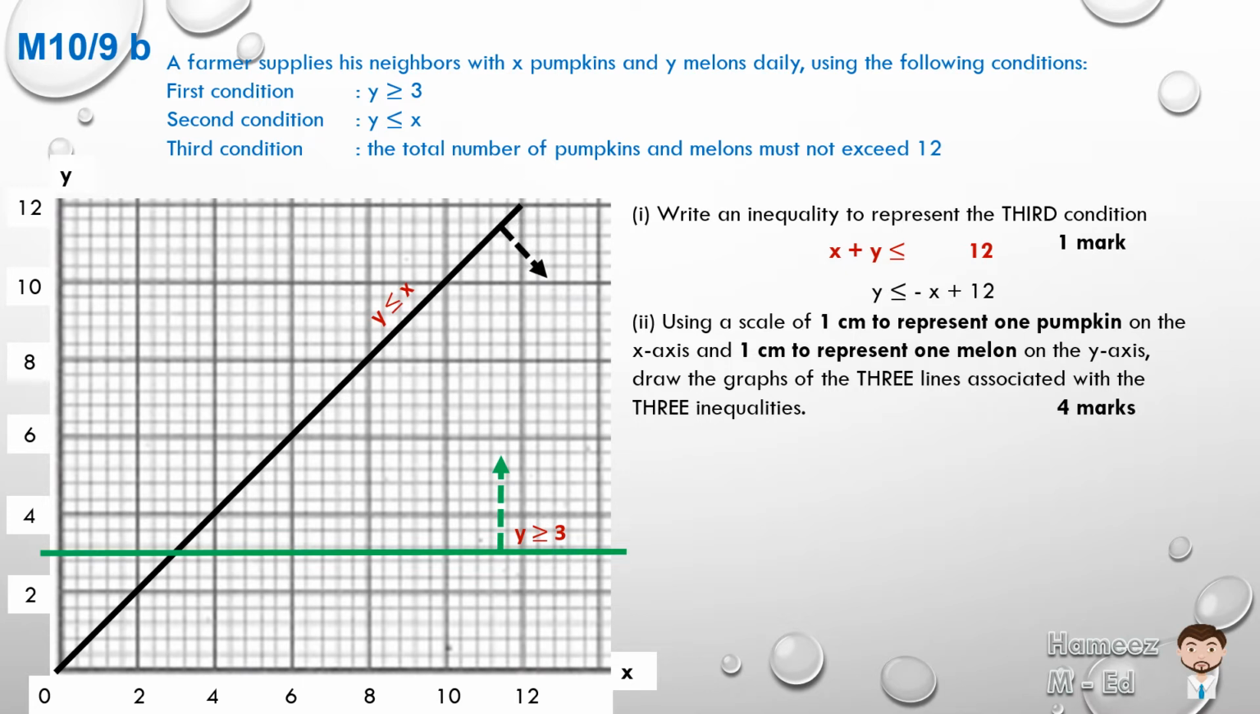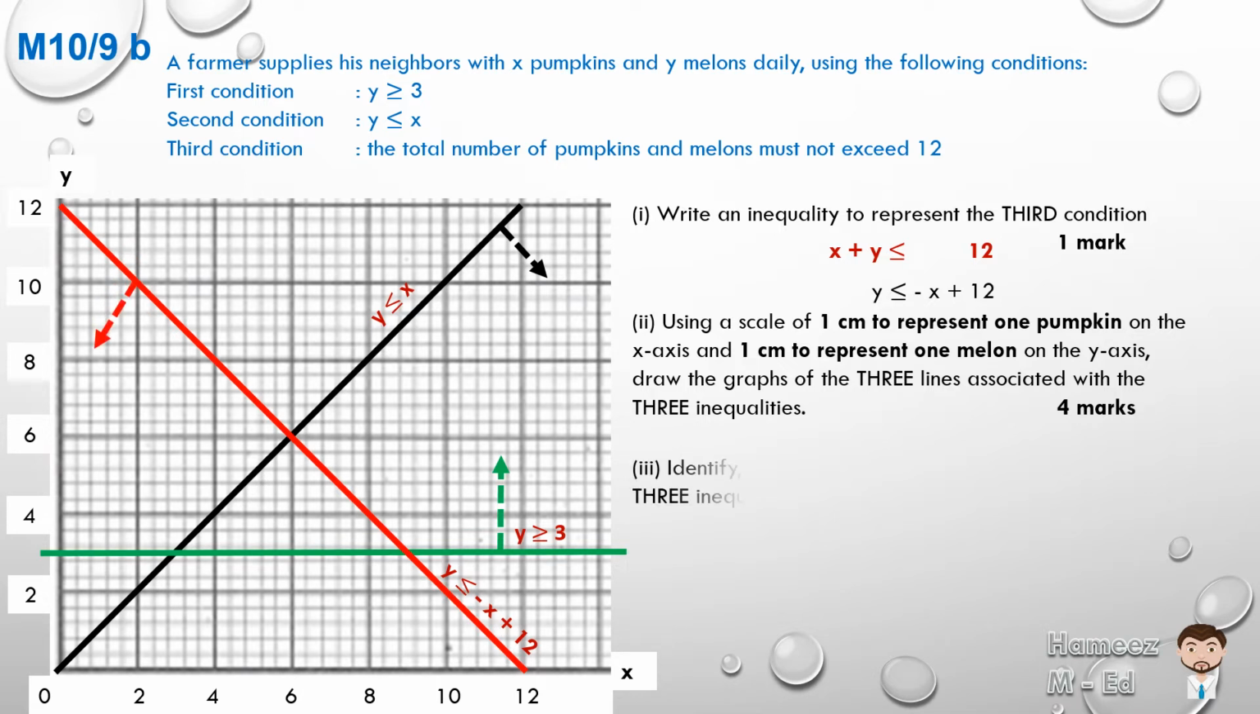And the third condition, x plus y is less than or equal to 12. If we rearrange it, we get y is less than or equal to minus x plus 12. If we're drawing that line, it's cutting at 12, and it's negative, so the gradient is going downwards. We draw that line in red, and if we substitute a value when y is 0, x is 12. So we can draw a line straight through there, and if we're saying y is equal to that or less than that, then the red arrow indicates us going downwards.